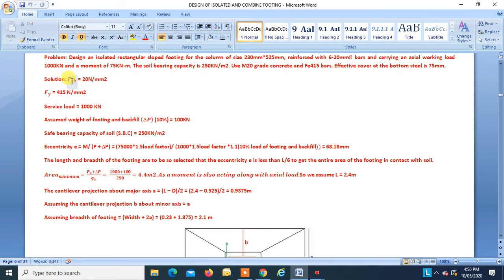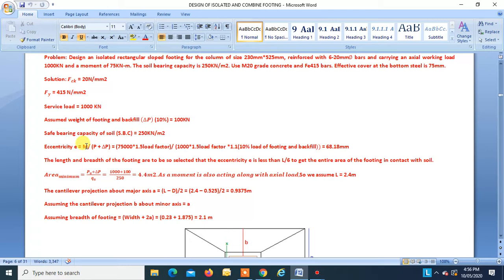So solution: fck is equal to 20 Newton per mm square. fy is equal to 415. Service load is 1000. Assume weight of the footing and backfill, delta P, as 10% of this, that is 100 kilonewton. Safe bearing capacity SBC is given to us as 250 kilonewton per meter square.